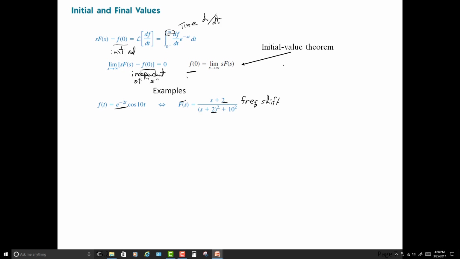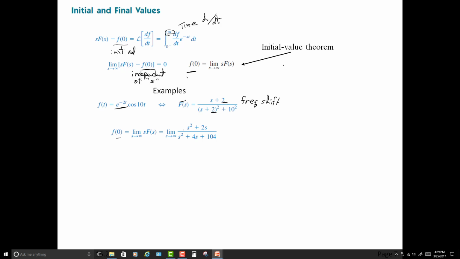We know that the Laplace transform of cosine 10t is just s over s squared plus omega squared, or 10 squared. But now if we shift it, we had that whole property of frequency shifting. There's the shift amount is 2. Now, let's not lose track of what we want. We want the initial value here. We want f of 0. And we said, through what we've shown, it's the limit as s approaches infinity of s times F of s.